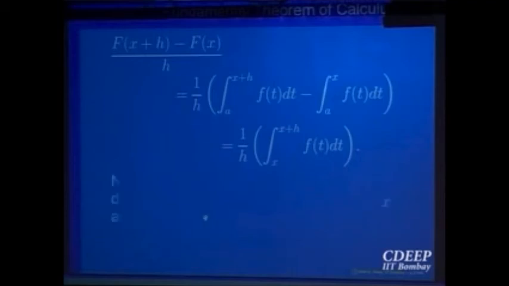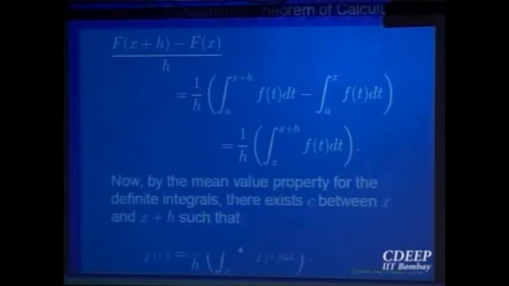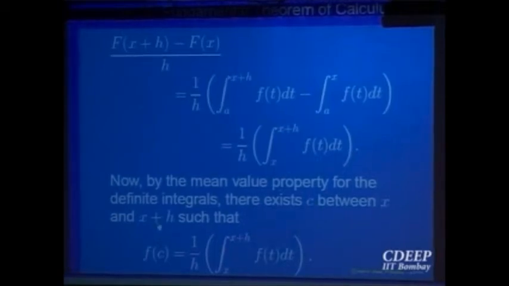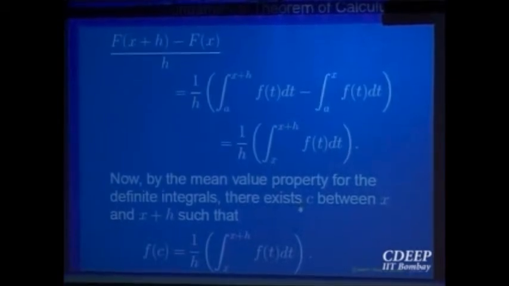So there is a point in between. So 1 over h times this integral is equal to f(c). Keep in mind c is a point between x and x+h. Now I want to let h go to 0. If h goes to 0, what happens to x+h? That goes to x. c is in between. And f is a continuous function.